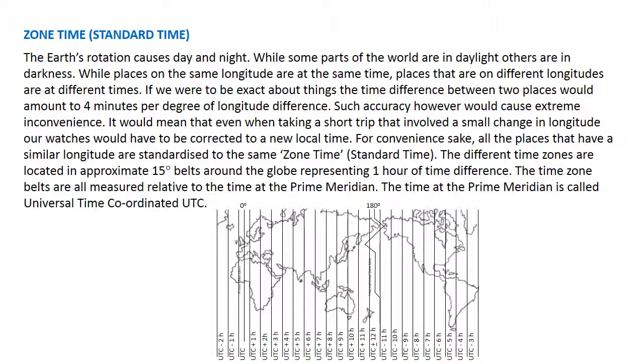The different time zones are located in approximate 15-degree belts around the globe, representing 1 hour of time difference. The time zone belts are all measured relative to the time at the prime meridian. The time at the prime meridian is called Universal Time Coordinated, or UTC.